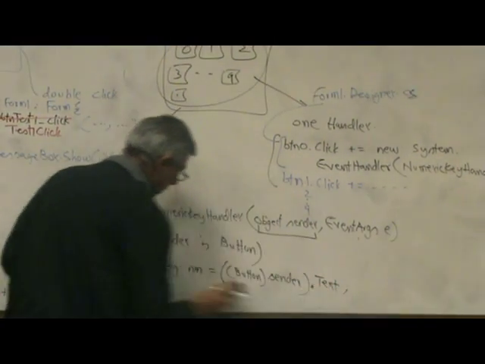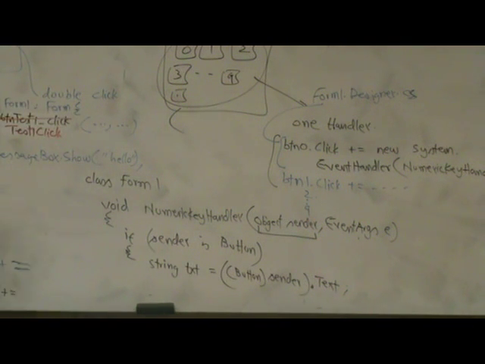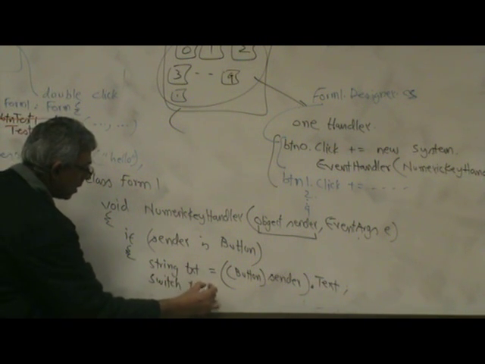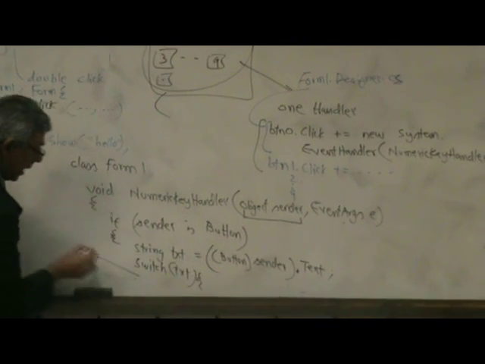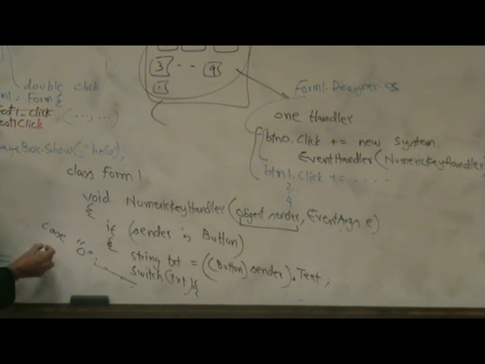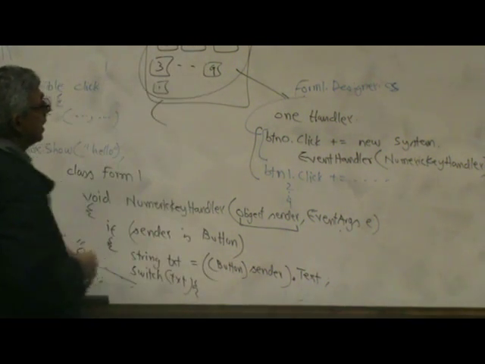And we can say string text equal to, right? And now we can say switch text, and case 0. That means button 0 was pressed. Case 1, that means button 1 was pressed, and so on, right? So this way we can centralize, or have a single event handler for many, many keys.